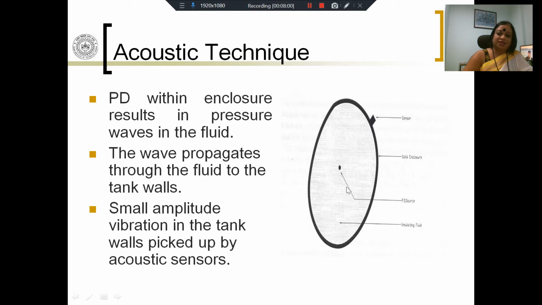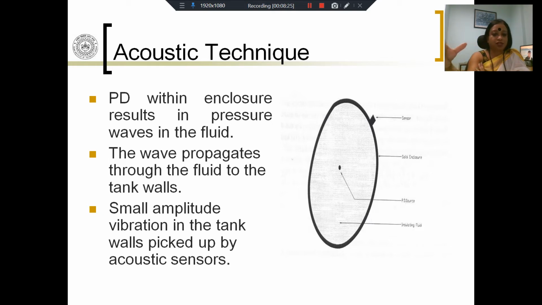Now, when a discharge happens, there is a burst of energy. There is a sudden burst of energy at a single point. As a result, a shock wave is created, much in the same manner as when you have a bomb explosion. This shock wave sets up pressure waves in the fluid, and these pressure waves will travel through the fluid.